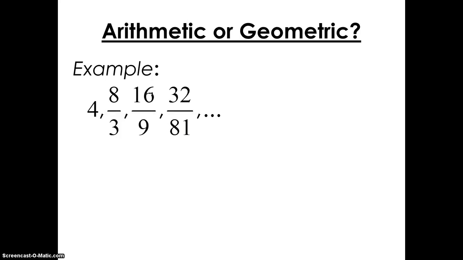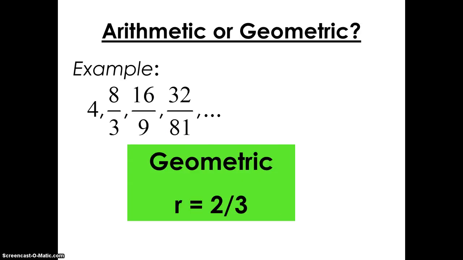And then one more we're going to have the sequence 4, 8 thirds, 16 ninths, 32 over 81. And again, if I do 8 thirds divided by 4, I figure out that my common ratio is 2 thirds. And this one again is a geometric sequence.